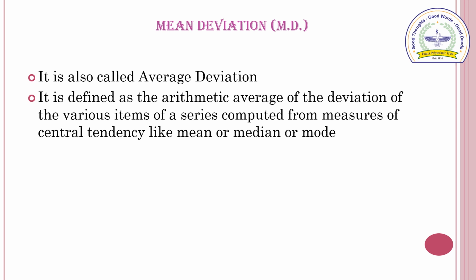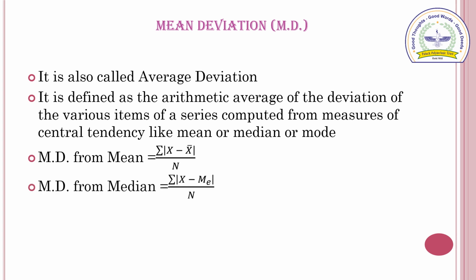So, mean deviation from mean equals the summation of mod of x minus x bar upon n. Here x bar means mean. Same thing, mean deviation from median equals the summation of mod of x minus M upon n, and again M stands for median. And mean deviation from mode equals the summation of mod of x minus Z upon n, and Z stands for mode.